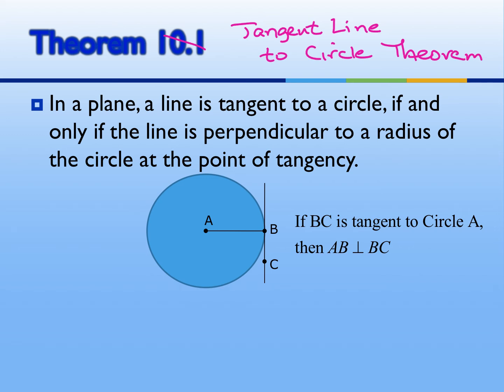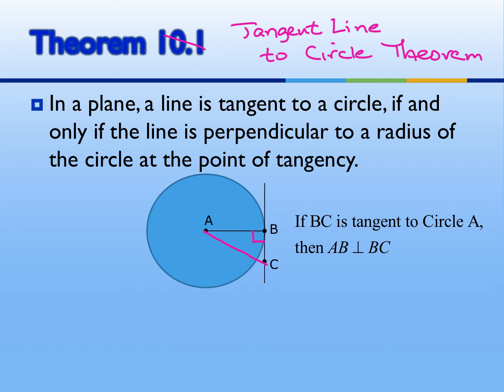And what this one states is that in a plane, a line is tangent to a circle if and only if the line is perpendicular to a radius of the circle at the point of tangency. So what we're going to be looking for is a little right angle here. And then what we're going to be doing is bringing back our special right triangles, and our Pythagorean theorem, and our Pythagorean triples. Because what I can do is draw the hypotenuse.